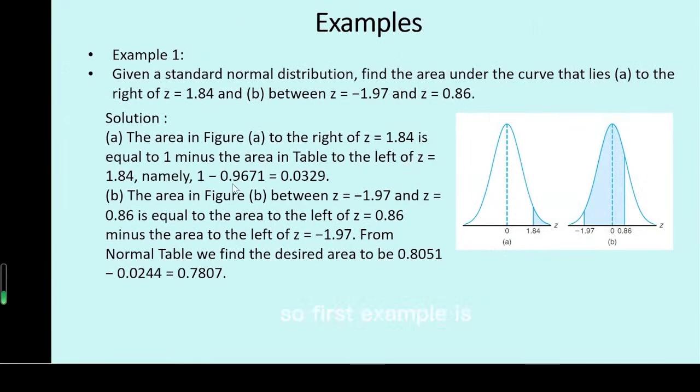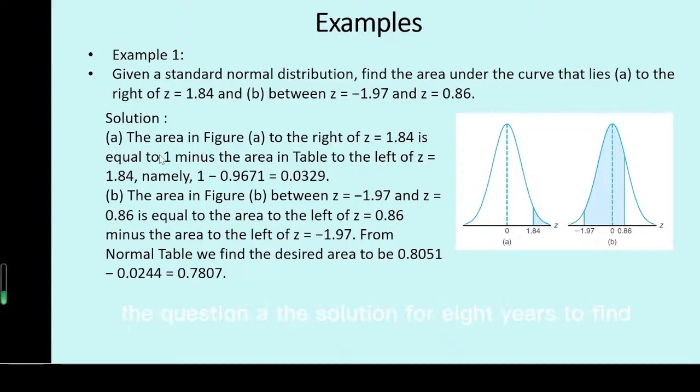So the first example: given a standard normal distribution, find the area under the curve. Question A: to the right of z equals 1.84. Question B: find the area under the curve that lies between z equals minus 1.97 and z equals 0.86. So the solution is the area in figure A.